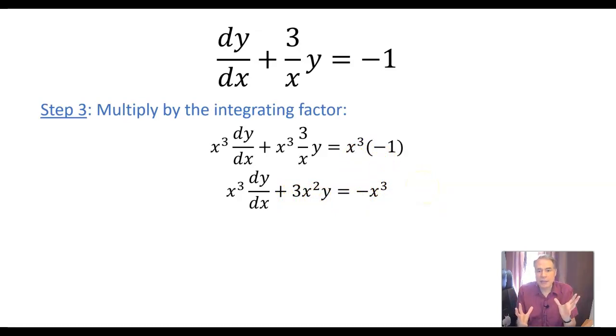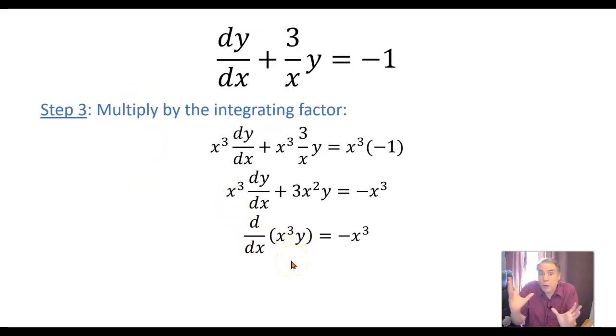Now, once we've done this, the left side is guaranteed to be the derivative of the integrating factor that we multiplied through by times y. In this case, that would be x cubed times y. Because if you product rule that, you get the first thing times the derivative of the second thing plus the second thing times the derivative of the first thing. You get x cubed times the derivative of y plus y times the derivative of x cubed. So that's going to be easy to anti-differentiate. The antiderivative of the derivative of something is just the something.